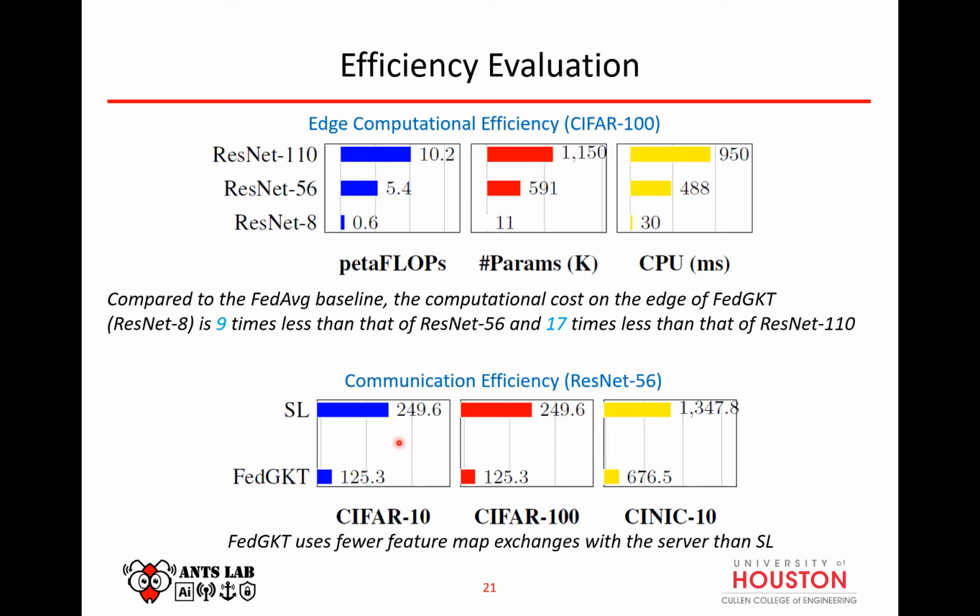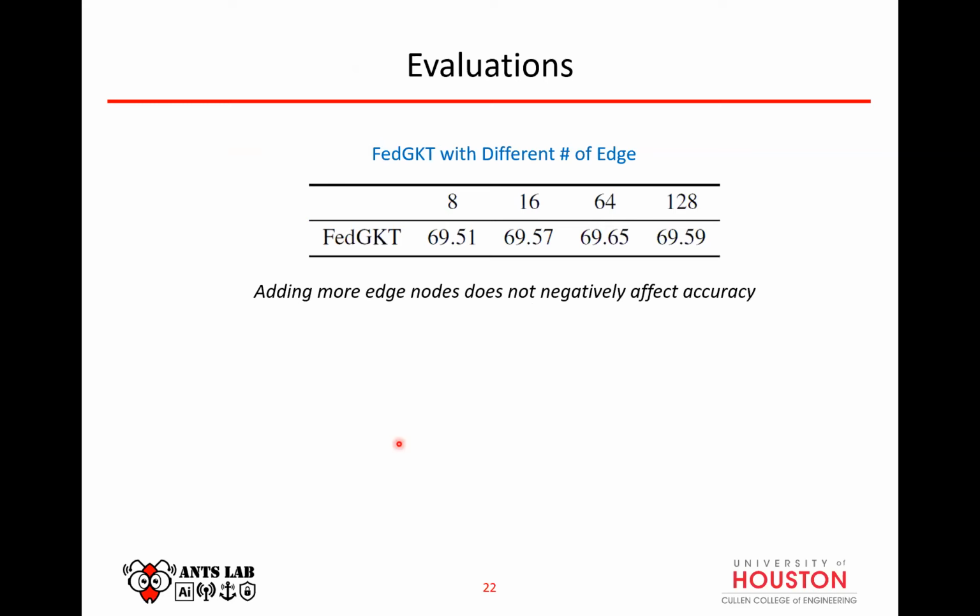And the other type of evaluation they do is by increasing the number of clients or the number of edge devices. They go from 8 to 128. They see that adding more edge devices does not really negatively affect the accuracy. The accuracy kind of almost remains the same, just goes a little bit up and down, but not a lot of difference.